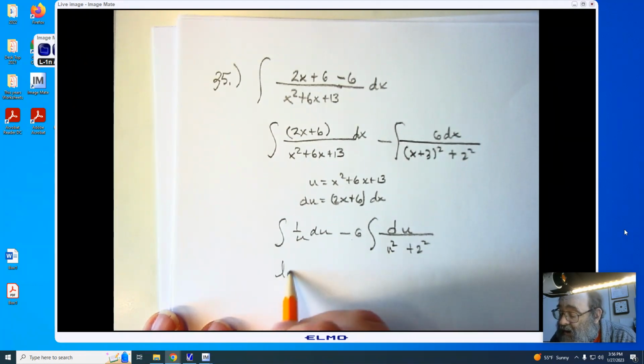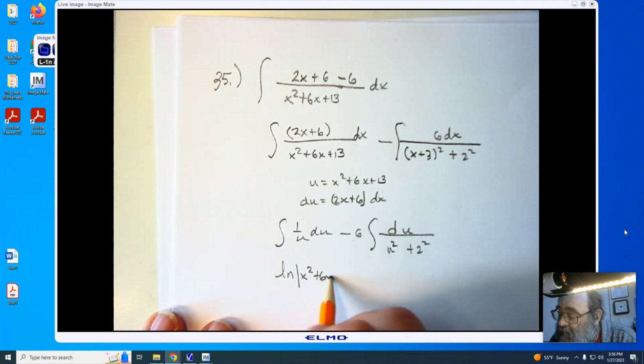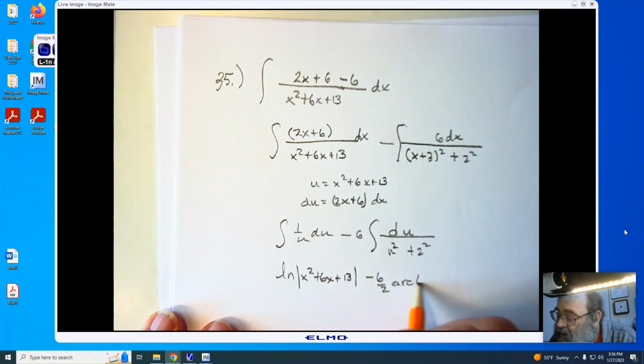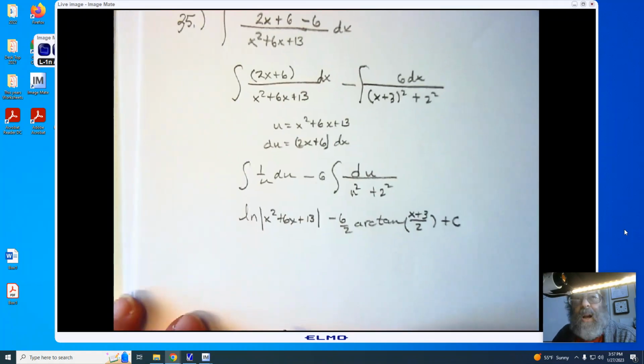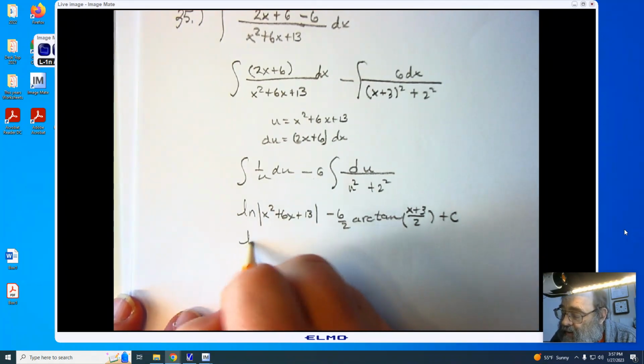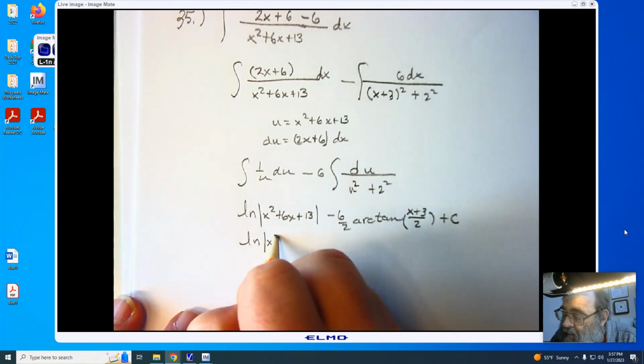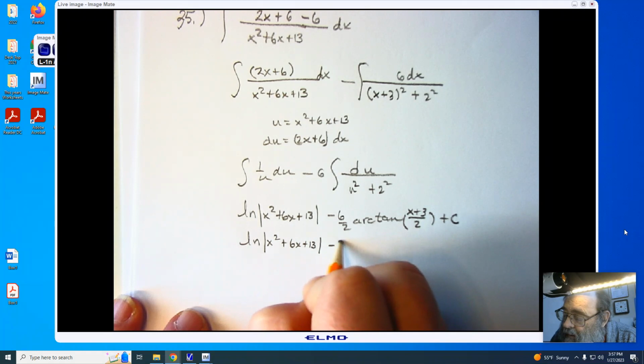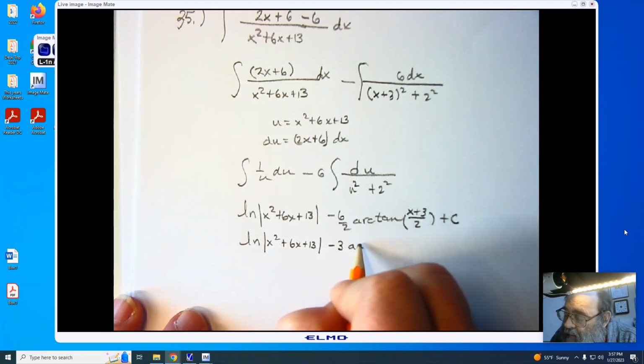This is giving me the natural log, and I'm going to put in the x squared plus 6x plus 13. And then I'm going to have my minus 6 divided by 2, arc tangent, and I have the x plus 3 divided by 2 plus c. Last thing I'm going to do is rewrite this so that I can clearly see my answer in its simplified form.